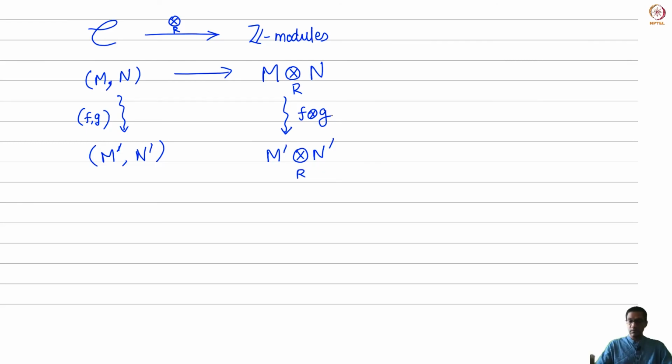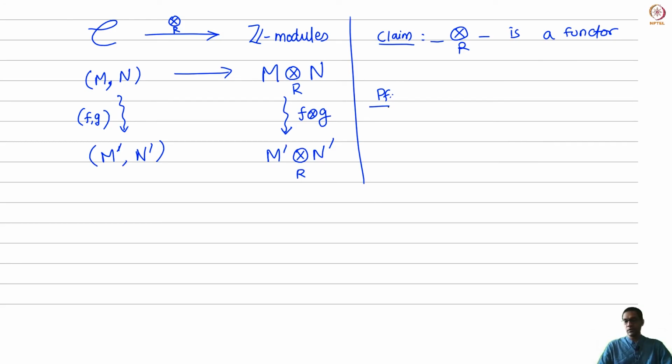And what's more, this is actually a functor. So, claim: this is actually a functor from this category C to this category of Z modules. Now recall the definition. To show that something is a functor, you need to show, more or less, two things: that it respects the composition of arrows, and it respects the identity arrow. So let's show that it satisfies the two axioms of a functor. Firstly, we need to show compositions are respected. So, proof A. Let's take compositions.